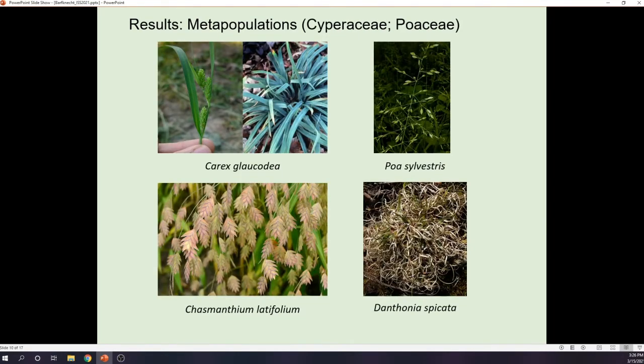Moving on to the graminoids, Carex glaucodea is a very glaucous, as you can tell by the name, sedge that has this very bluish white cuticle on the outside that makes it very distinctive from a lot of other sedges. And here is an example of the inflorescence of that plant. And then that's the Cyperaceae that had metapopulation dynamics. And then these three are the grasses.